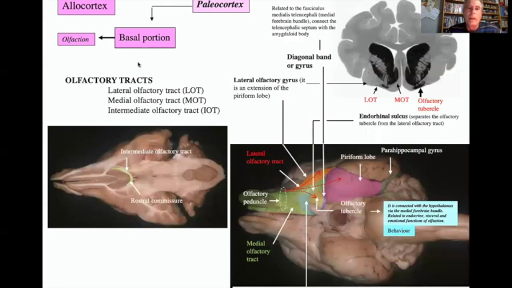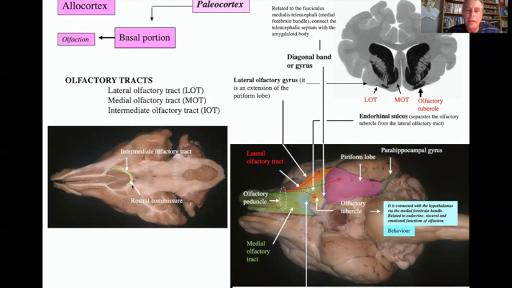So, in the basal portion, what are the olfactory tracts? There are three. The lateral, the medial, and the intermediate. Okay, this is a dorsal section of an encephalon of a dog. The cortex nuclei here, right? And what do we see? We see in this green, what I have marked here, is the intermediate olfactory tract.